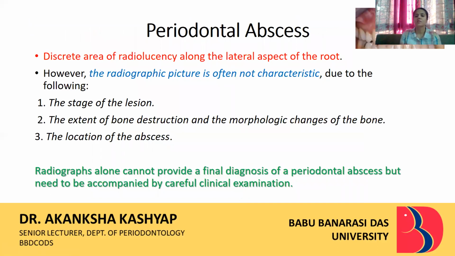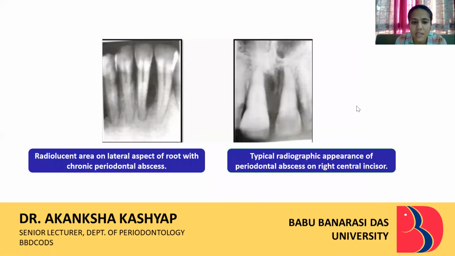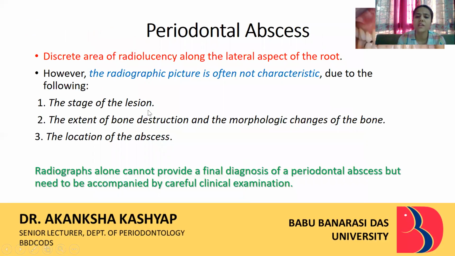So now coming on to the periodontal abscess. The periodontal abscess appears as a discrete area of radiolucency along the lateral surface of the root. Like you can see, the area of radiolucency along the lateral surface of the root. However, the radiographic picture is not very characteristic for periodontal abscess. Why? Because it depends upon the stage of the lesion.